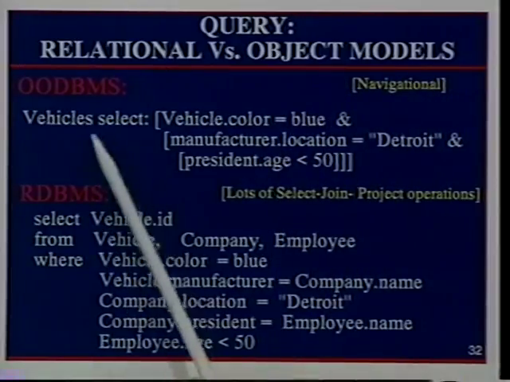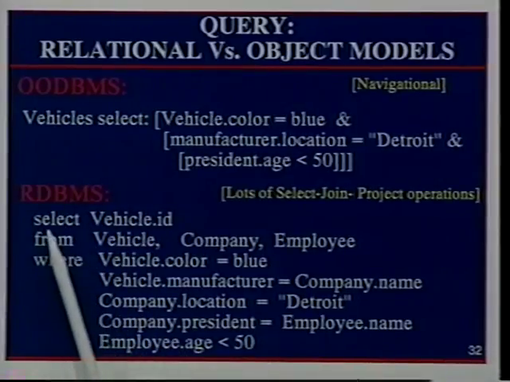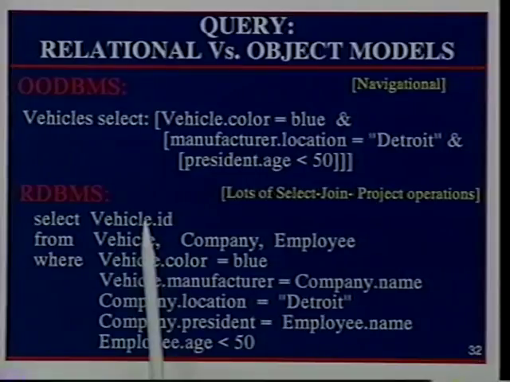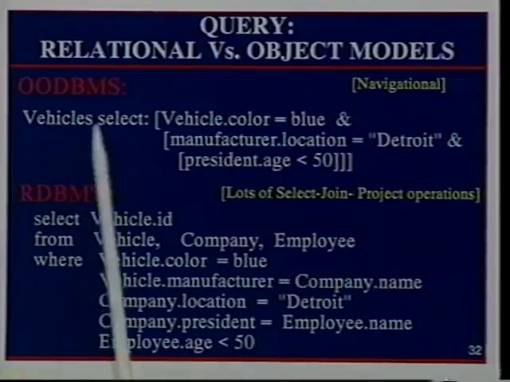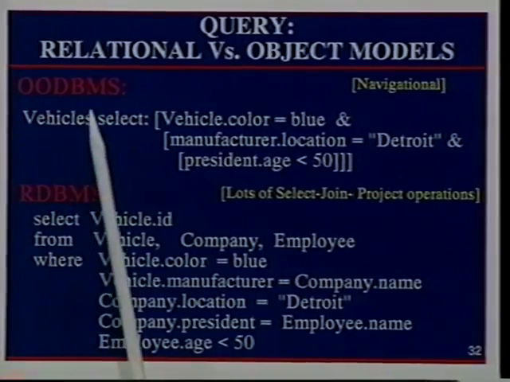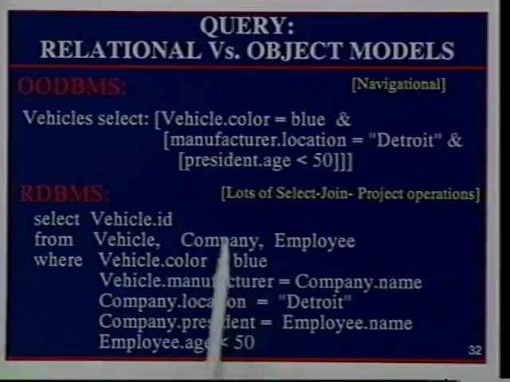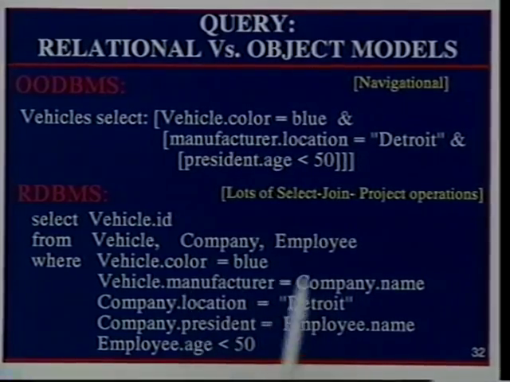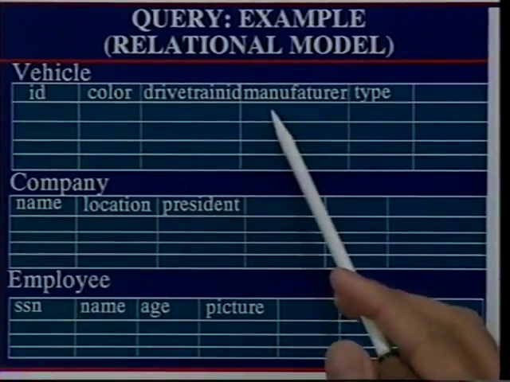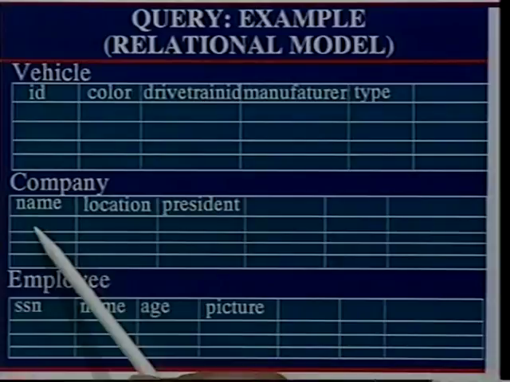On the other hand, even for the simple example, in relational database systems, I do it in the following manner: select vehicle.id from these three relations, vehicle, company, and employee. Remember, here there is only one class object, which is the vehicles, where vehicle.color equals blue, which is similar to that. However, now we have to tie the employee and the vehicle, and so the company and the manufacturer. We do it by vehicle.manufacturer equals company.name. So that's how we do this tying in here. If you go back to the previous slide, here the manufacturer is tied by the name attribute of this company.